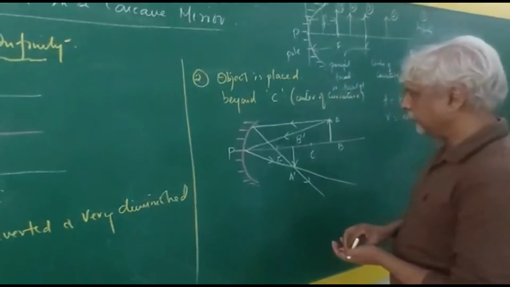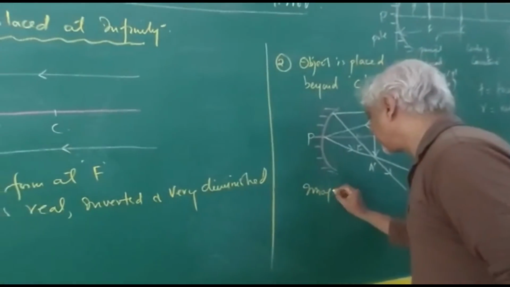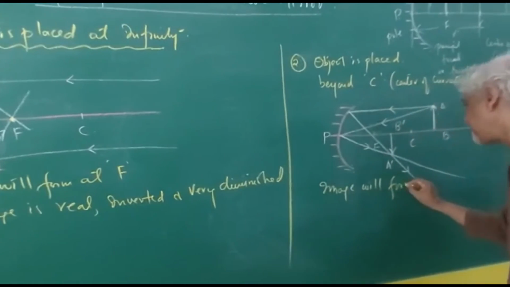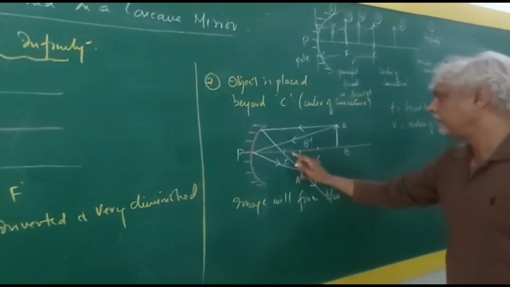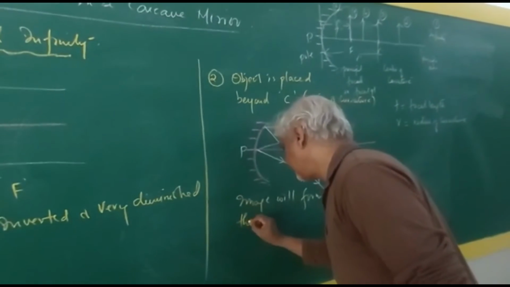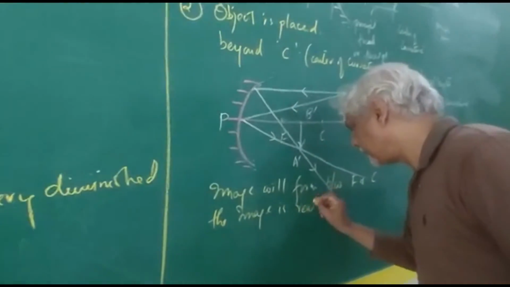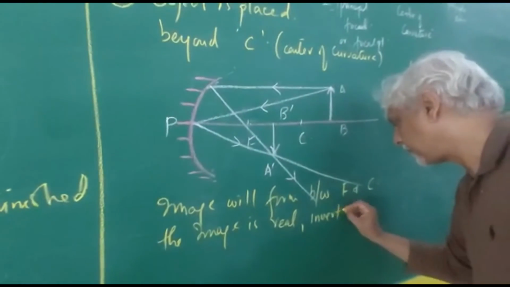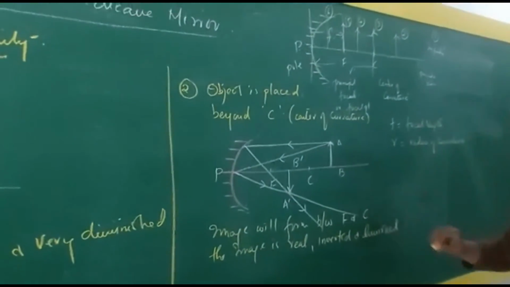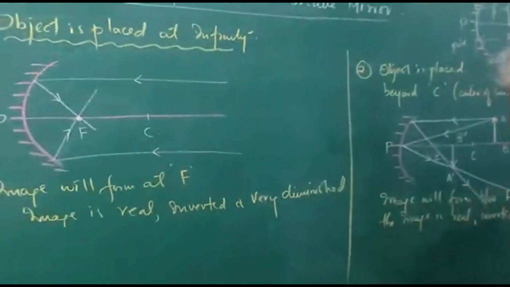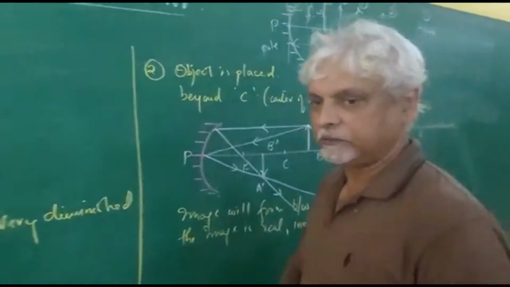We draw this as A dash B dash, and this image is formed between the principal focus and the center of curvature. Let me write down the nature of the image. First I write down the position. The image will form between the principal focus and the center of curvature, and the nature of the image is real, inverted and diminished. Small. Not as small as this, but a little bigger.